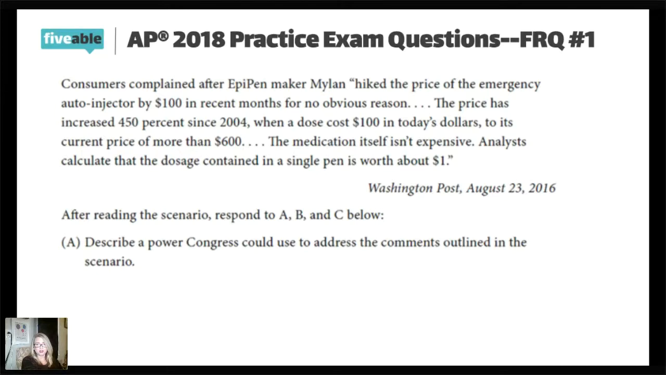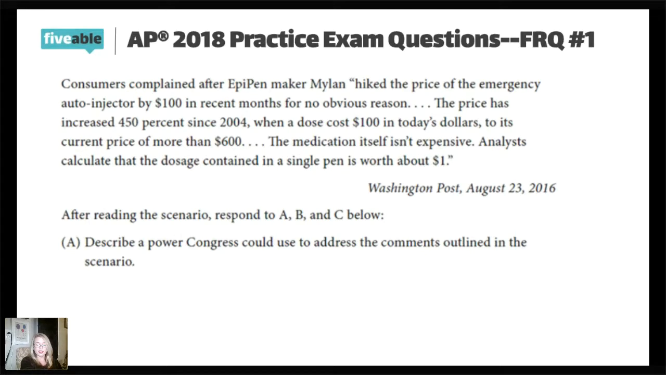So consumers complained after EpiPen maker Mylan hiked the price of emergency auto injector by $100 in recent months for no obvious reason. The price has increased 450% since 2004, when a dose cost $100 in today's dollars, to the current price of more than $600. The medication isn't expensive. Analysts calculate that the dosage contained in a single pen is worth about a dollar.